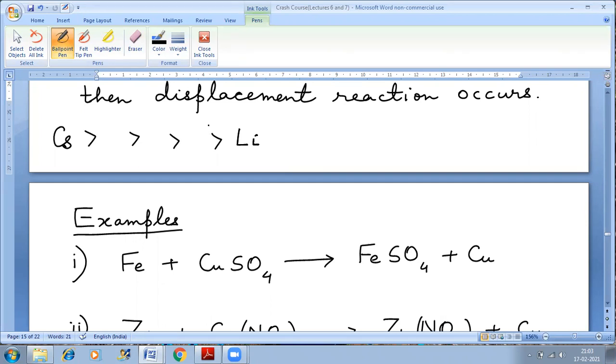If I talk about the ease of reactivity, that is, which is reacting faster and which is reacting slow, I can write this way. Correct? So this is going to be the most reactive metal inside group 1. That is cesium.